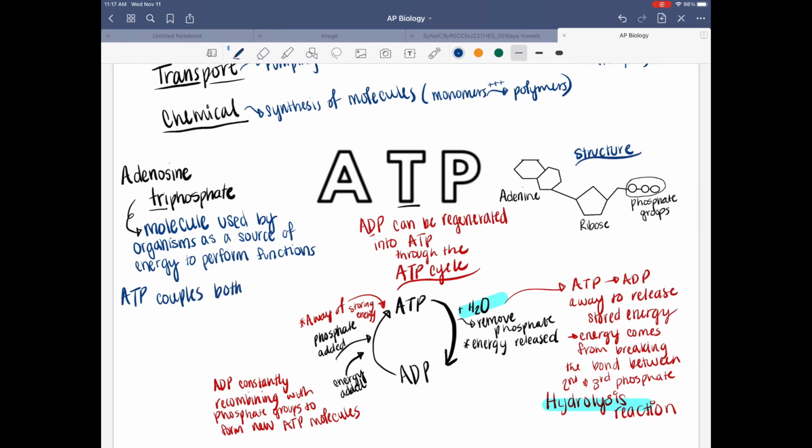Last thing you need to know is that this ATP cycle is coupling both the exergonic and endergonic processes that we looked at a little earlier, because we have ATP going to ADP where we're releasing energy, and then ADP going to ATP where we are adding energy. Both of these processes are being used to power all cellular work.